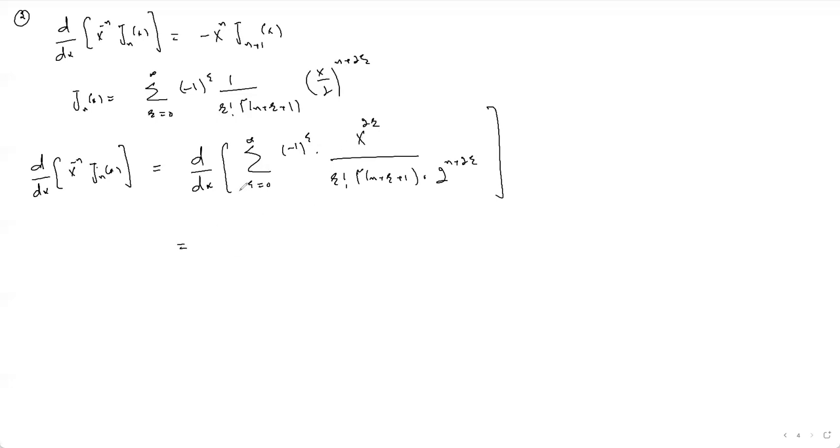So taking the derivative, you will simply write this as summation, minus 1 raised to power r. Its derivative is simply twice r into x raised to power 2r minus 1, divided by r factorial into gamma of n plus r plus 1 into 2 raised to power n plus 2r. Okay, very good. Now this is x raised to power 2r minus 1, 2r. This 2 will go into the denominator.